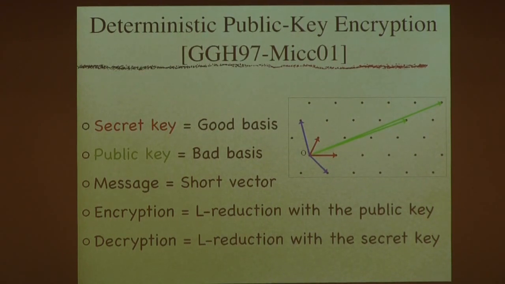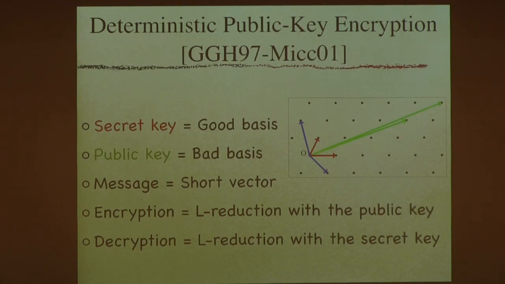The secret key would be a good basis that allows you to solve BDD for a good radius. The public key could be any bad basis, such as the Hermite normal form. The message would be a short vector, so that you can solve BDD. The encryption will be any L reduction with the public key. And the decryption will be any good L reduction with the secret key. So this is where your secret key needs to be good.